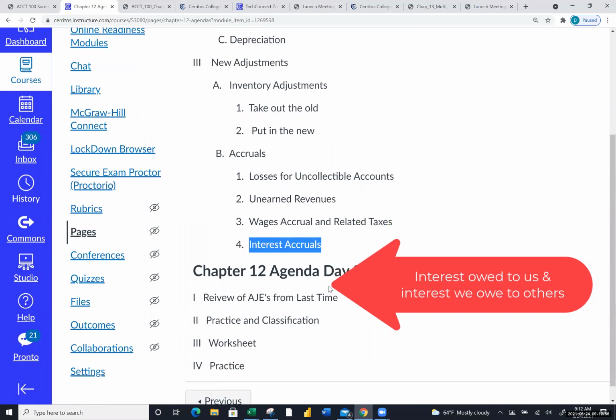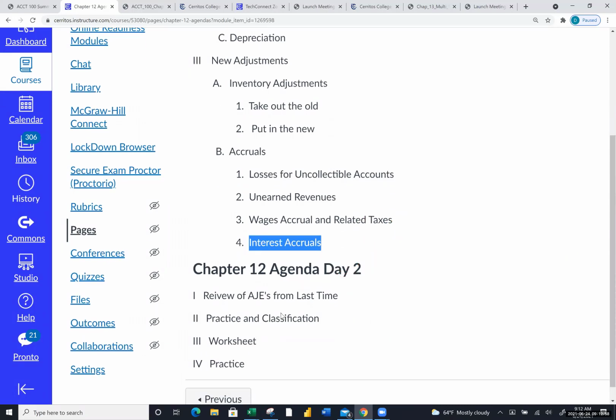And then the last thing we'll do is we will do at least part of one big full worksheet again.